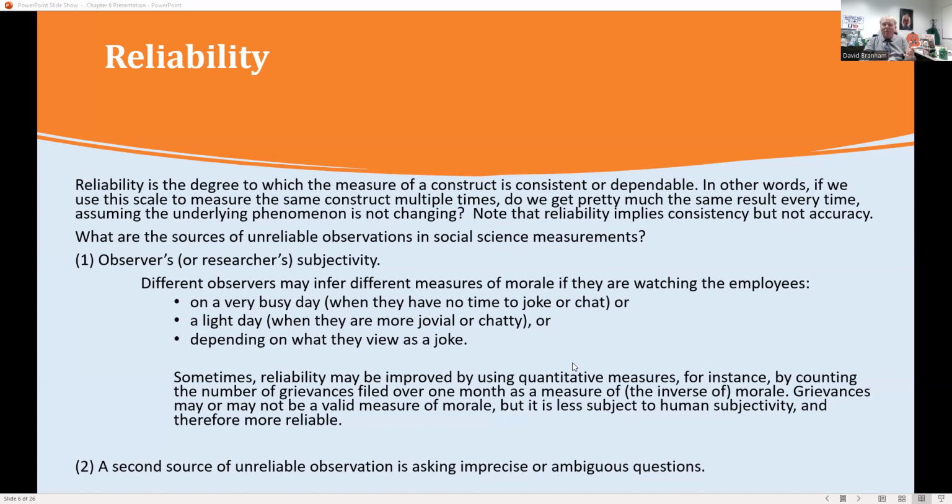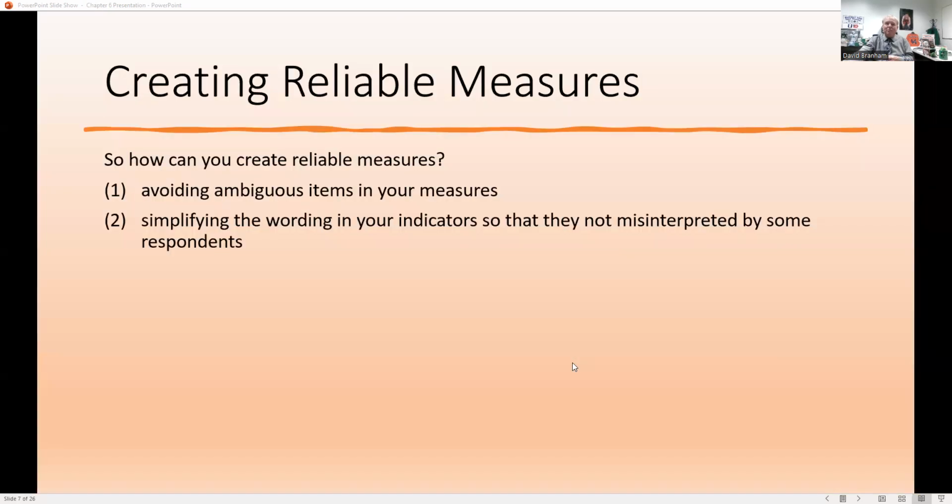A second source of unreliable observation is asking imprecise or ambiguous questions. This happens a lot in survey research, where you're asking a question and you're looking for an answer, but the question isn't understandable, or some people just have a hard time comprehending it. In those situations, you're going to have some unreliability in your measure.